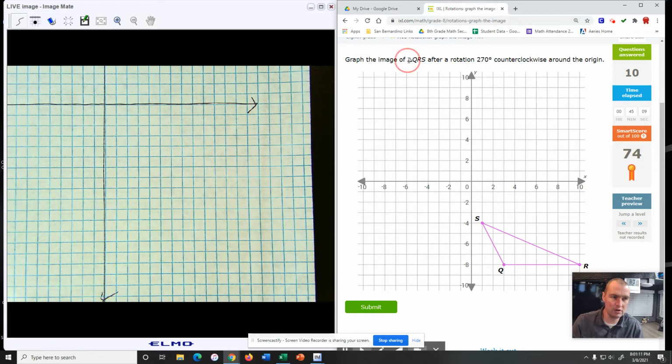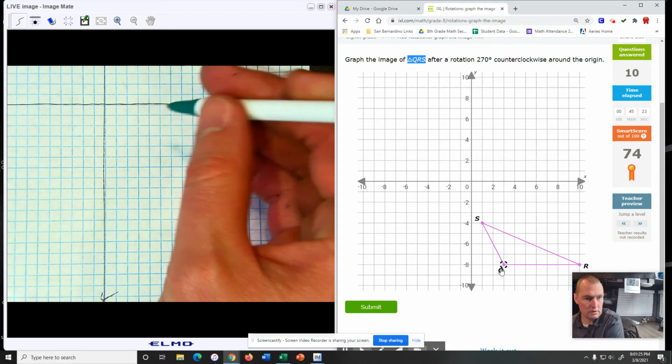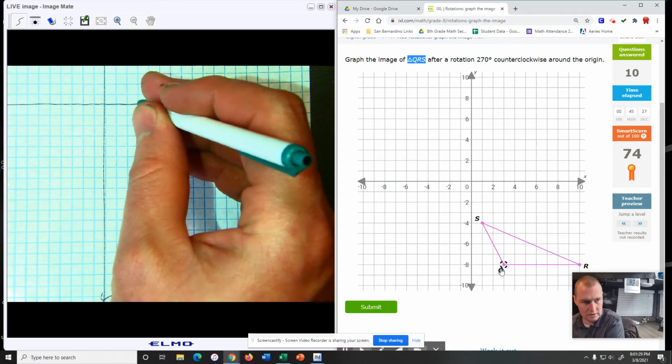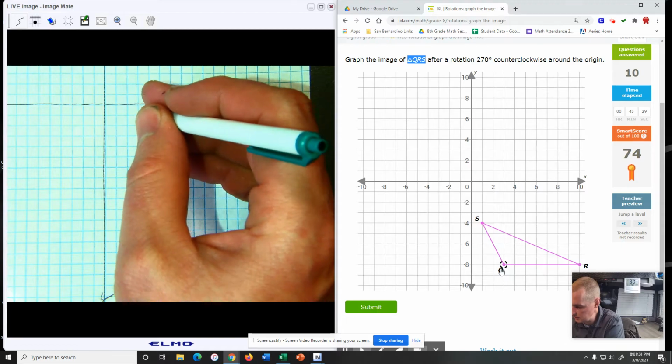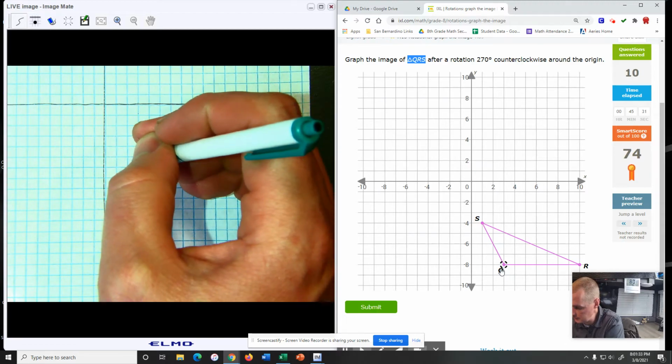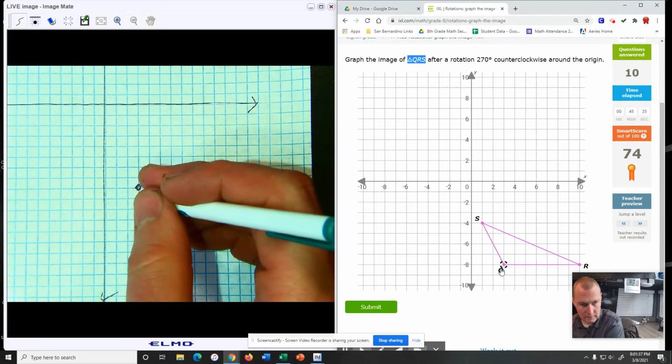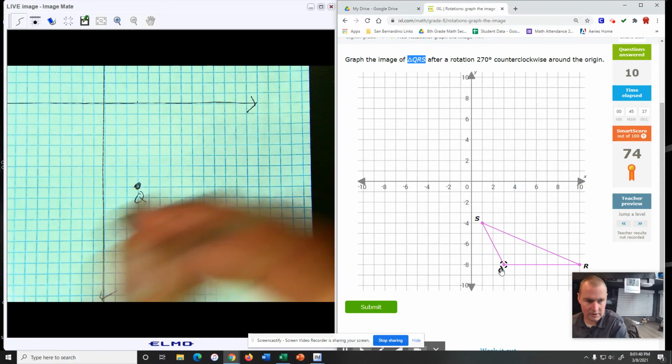Okay, we're going to do triangle QRS. All right, here we go. To get to Q, it's 1, 2, 3, and down -8. -1, -2, -3, -4, -5, -6, -7, -8. So here we go. 1, 2, 3, down -8, -1, -2, -3, -4, -5, -6, -7, -8. And make sure you label it Q.